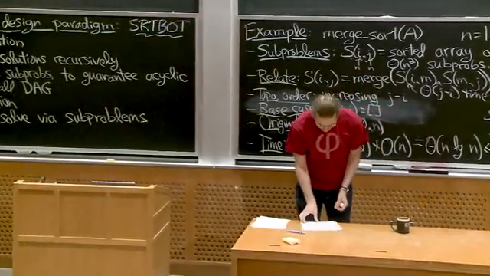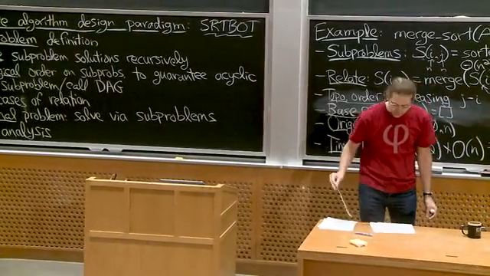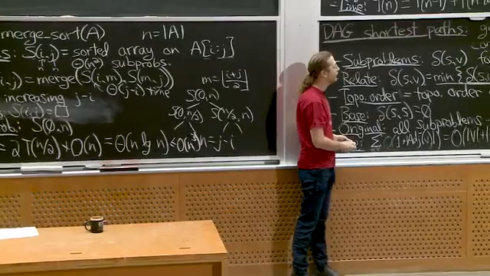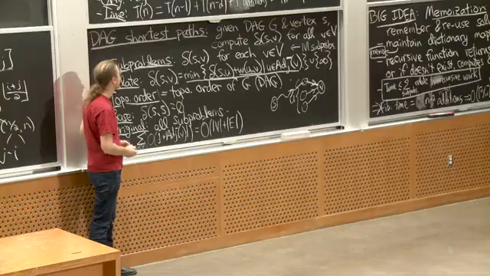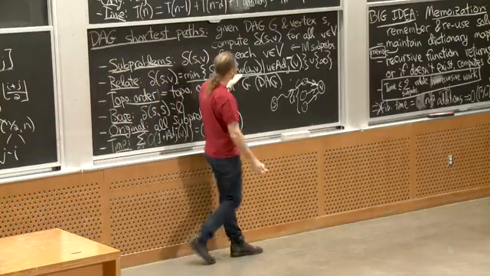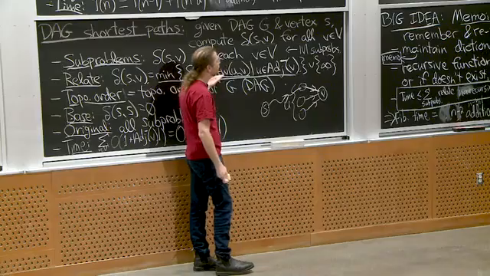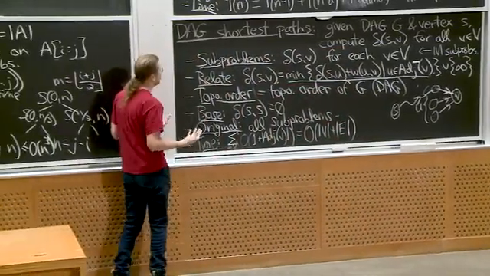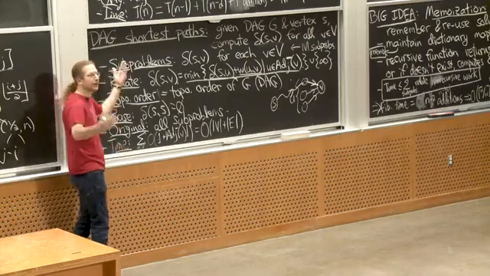Whew, a lot of words. But it's kind of cool that this framework just solves DAG shortest paths without much work. I mean, we did a lot of work in shortest paths to prove that this relation is true. But once you know it's true, the algorithm part is pretty much free. You just write down SRTBOT, and you're done.